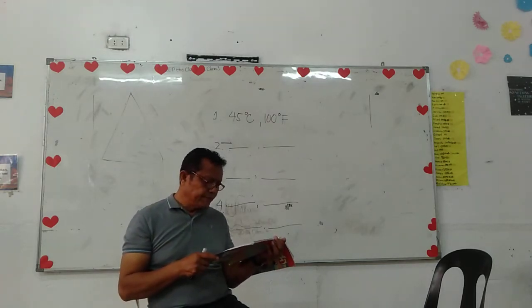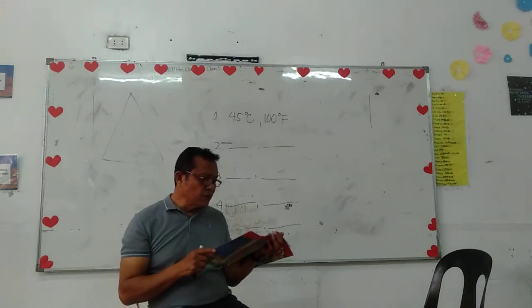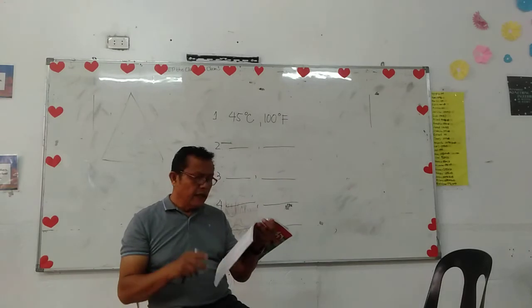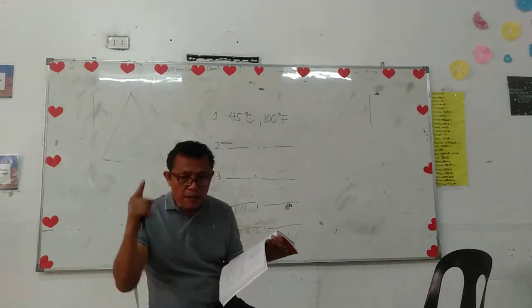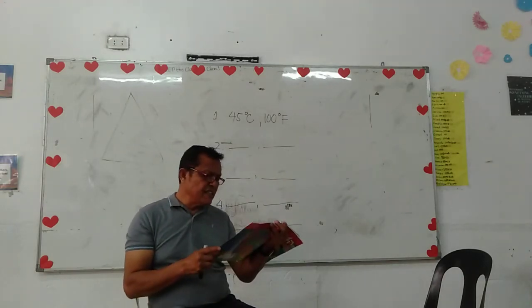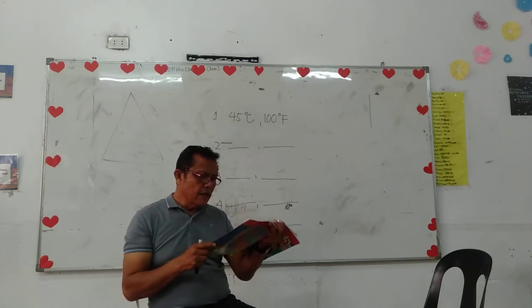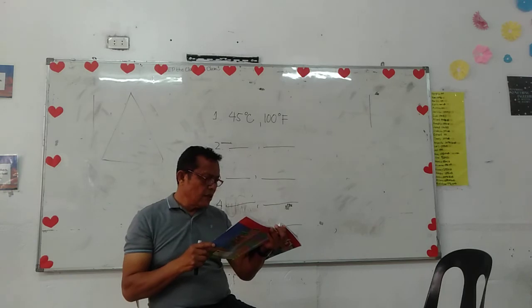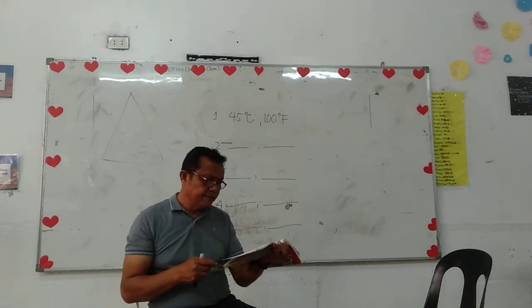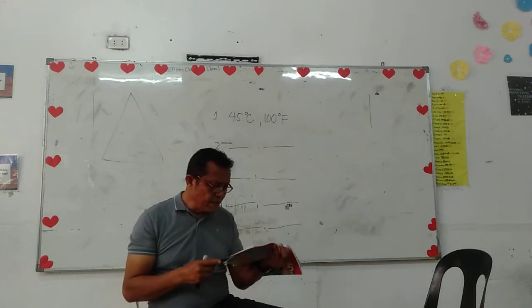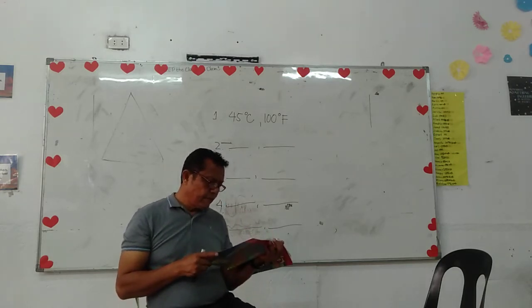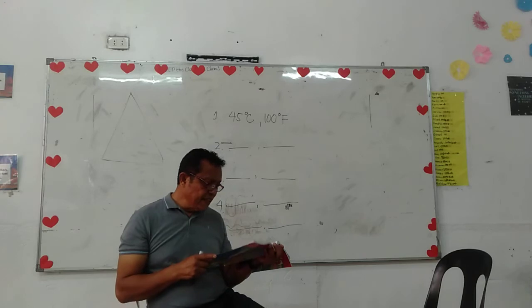Number 3, if the substance in number 2 above is 77 degrees centigrade, by how much should its temperature increase or decrease for it to freeze? 77 already. How much more is it to freeze?